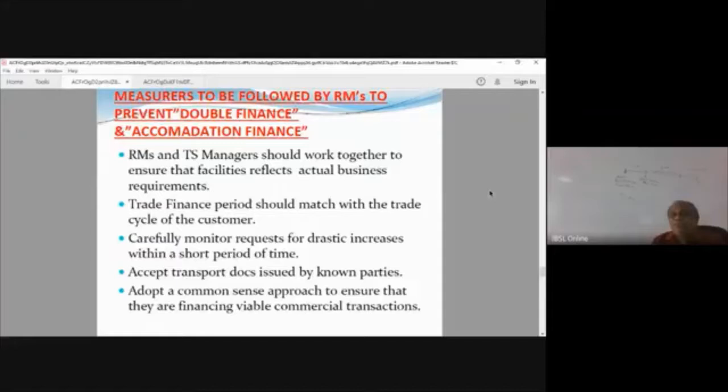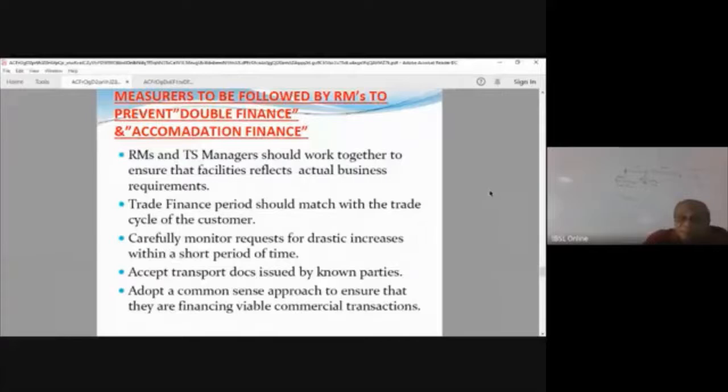Accept transport documents issued by known parties. Always try to ask for good transport documents, not unknown transport agents. Adopt a common sense approach to ensure that they are financing viable commercial transactions. The last one is a very important thing, right? Underline it. If you have a common sense approach, all these issues and problems will be solved. Common sense approach, right?